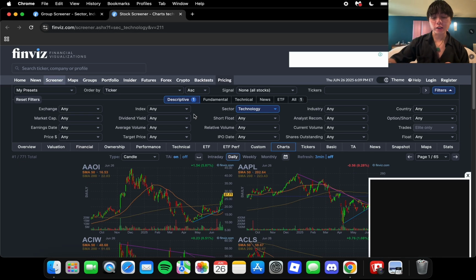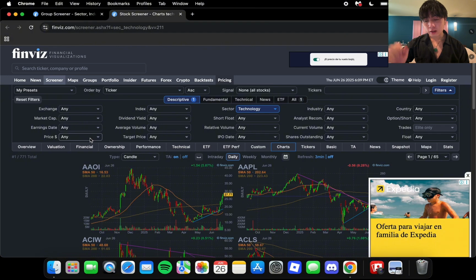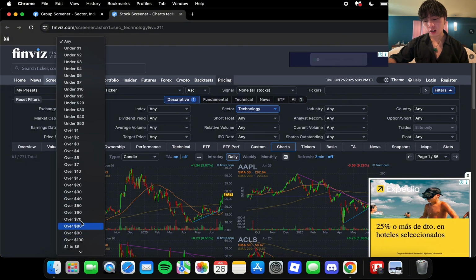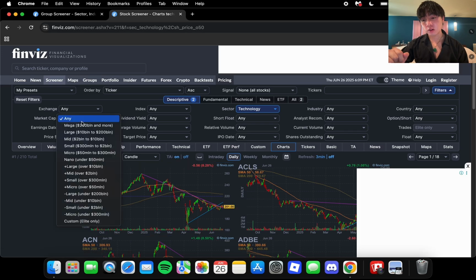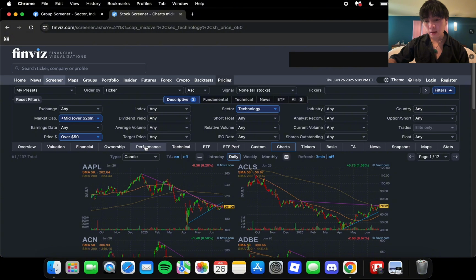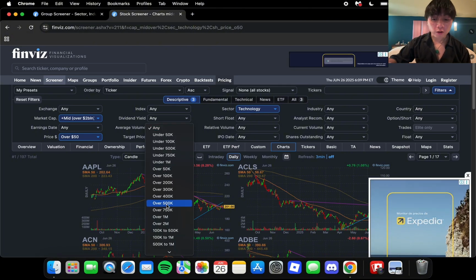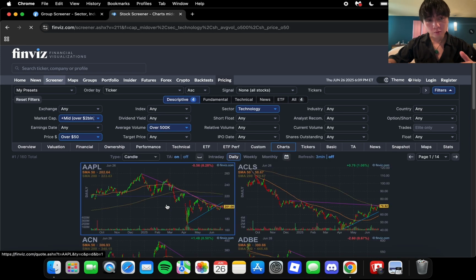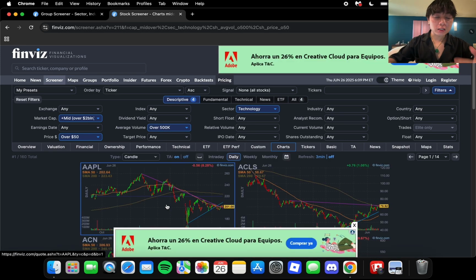All right, so from here you're going to have the descriptive tab, but you want to go to price and choose over 50, because we don't want any stocks that are low in price. Then you go to market cap. Over 2 billion is my recommendation, but you can click any. And then average volume, this is the most important one. You want to click over 500k, because anything with low volume will most likely trap you in. If it has a good setup but no volume and you get in, you're going to be trapped in there, so it's going to be hard to get out.